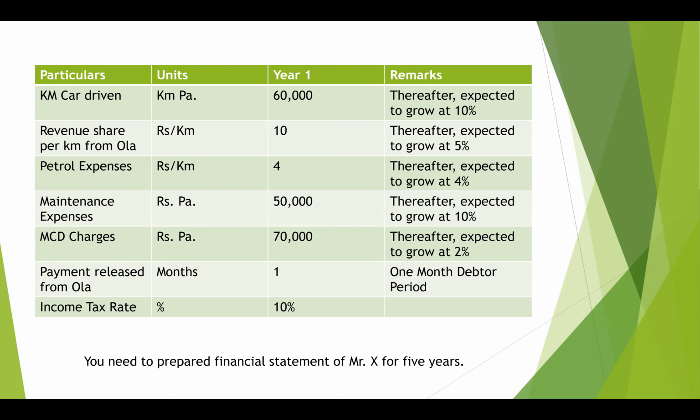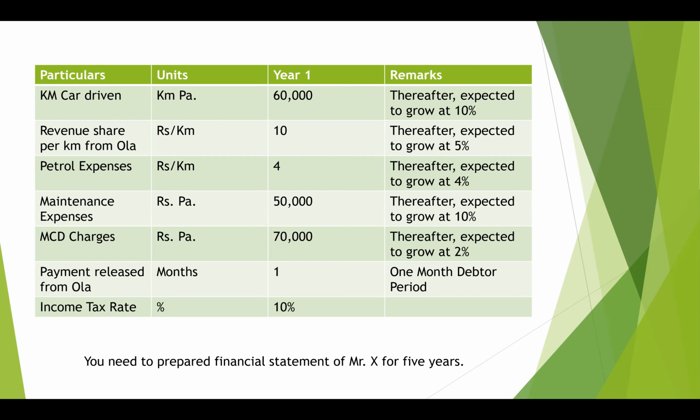So what does it mean? He will be receiving his payment from Ola after a gap of 1 month. It means April month payment will be released in May, May month payment will be released in June, June month payment will be released in July, and so on. So there is a 1 month debtor period. He will be getting his payment from Ola after a gap of 1 month.